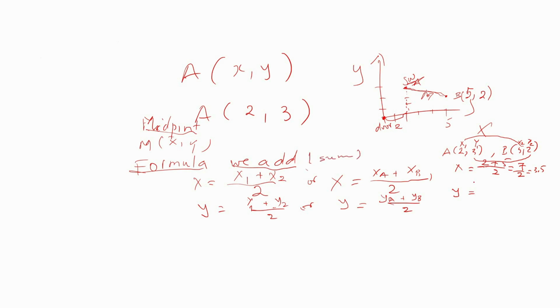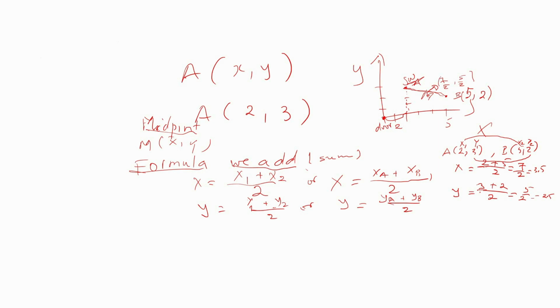With our example, I can say that if I take A as (2, 3) and B as (5, 2), I can get the midpoint here. This is the x, this is the y of point 1. This is the x of point 2, this is the y of point 2. Then let's add the x. I take this value, I add this one. That is 2 plus 5 over 2.